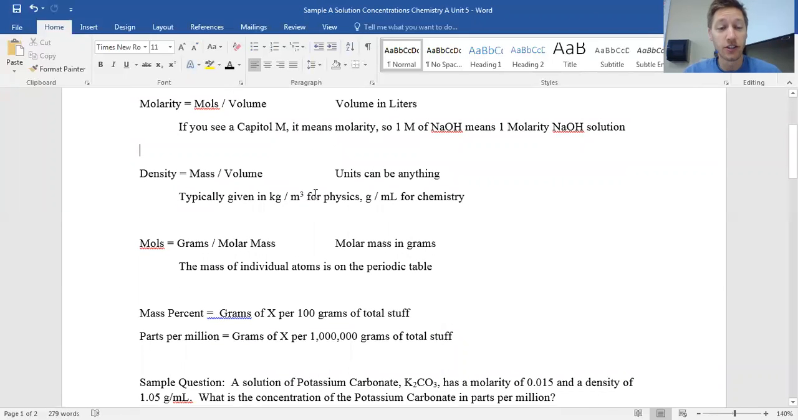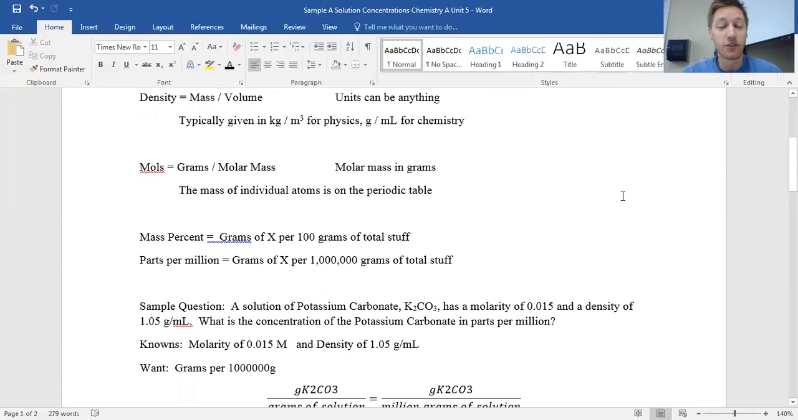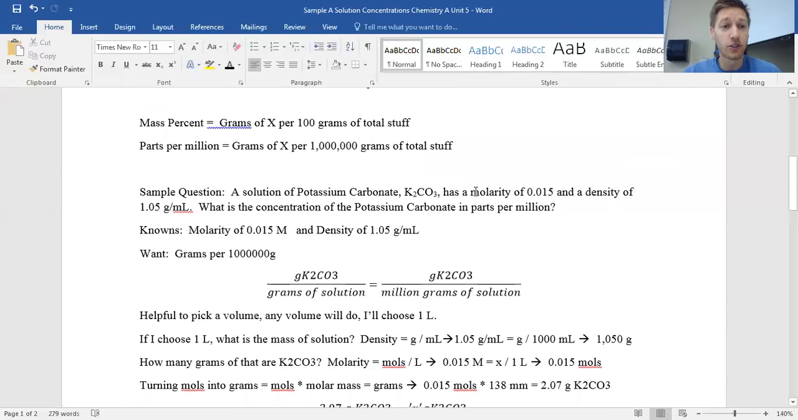Another way to talk about concentrations is density. Density is mass over volume. Units can be anything. However, typically for chemistry, it's grams per milliliter. And in physics, we scale it up a little bit to kilograms per meter cubed. You might remember that the density of water is 1 gram per milliliter. Then moles, again, this is a review from a long time ago. Moles is just grams over molar mass. And you can find the molar mass of the chemical by looking at the individual atoms' mass on the periodic table and adding them up.